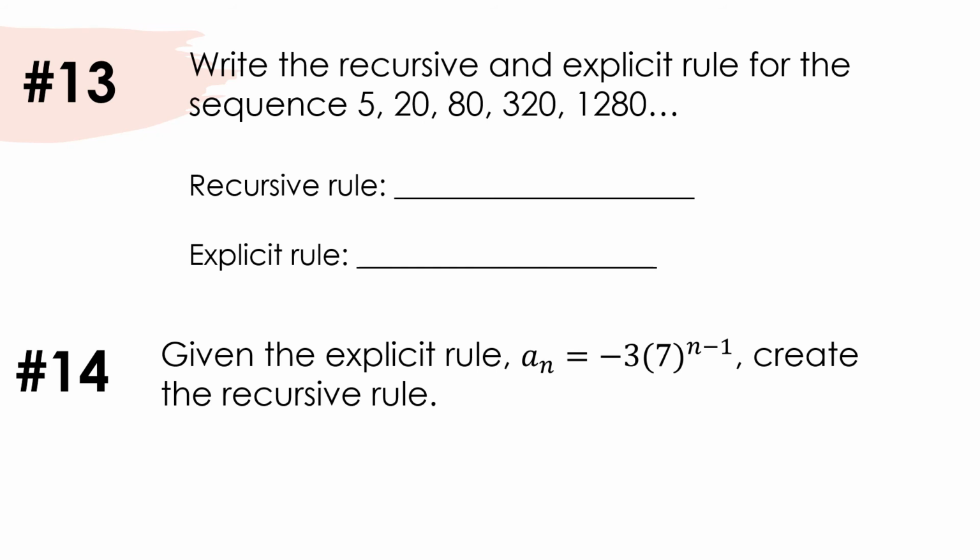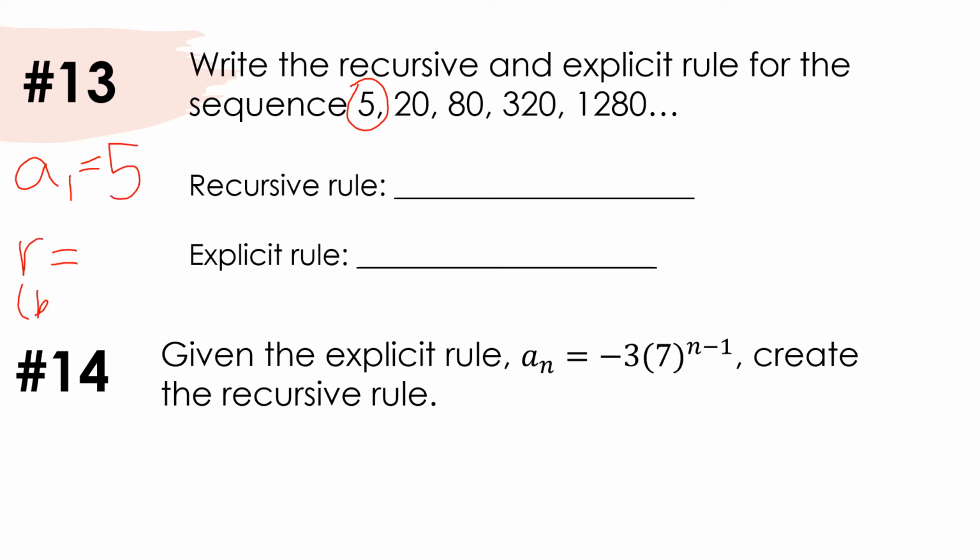All right, sequences. So for our sequences, on number 13, it says write the recursive and the explicit rule for the sequence 5, 20, 80, 320, 1280. For both rules, there are two things you need to identify. The first one is a sub 1, which means the first term. Well, that's pretty easy to get because you look at the sequence and you tell me what's first, so that's 5. The other thing you need is the common ratio.